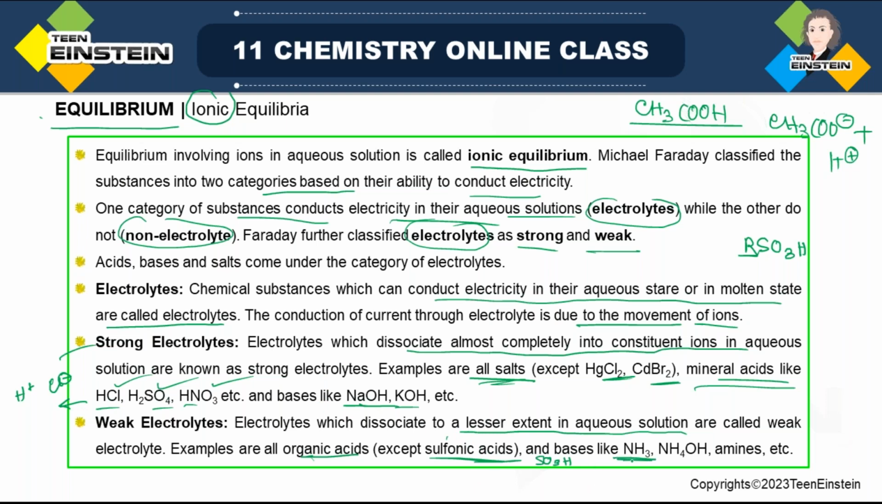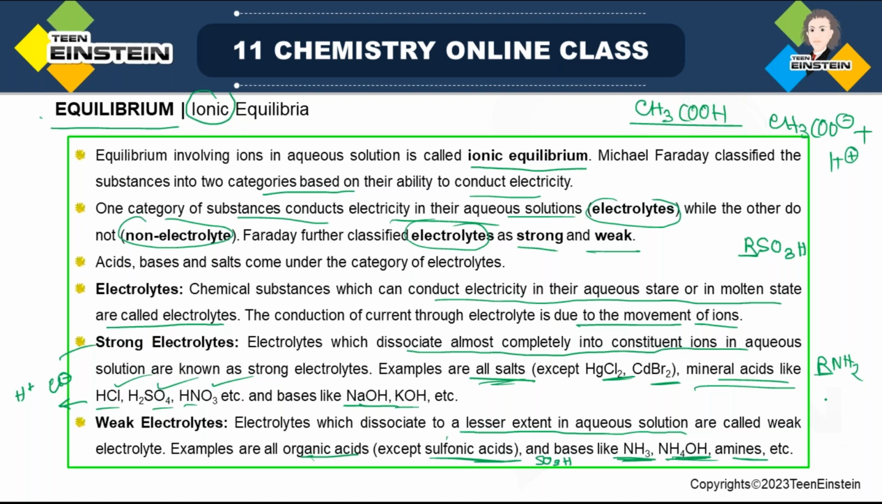And some bases like NH3, NH4OH. NH4OH is basically NH3 plus water. So when it reacts with water, its aqueous solution is basically NH4OH. And different types of amines, for example, RNH2.